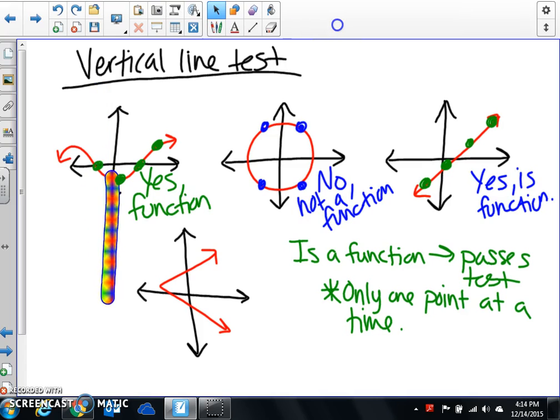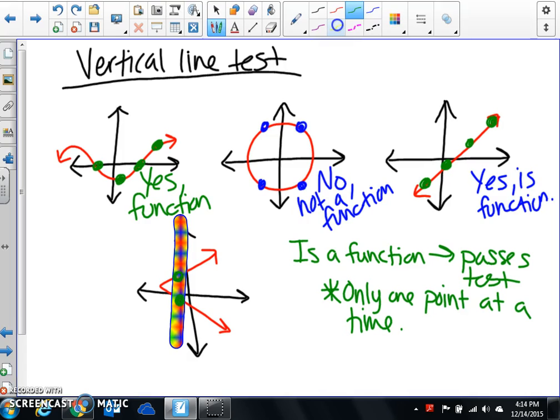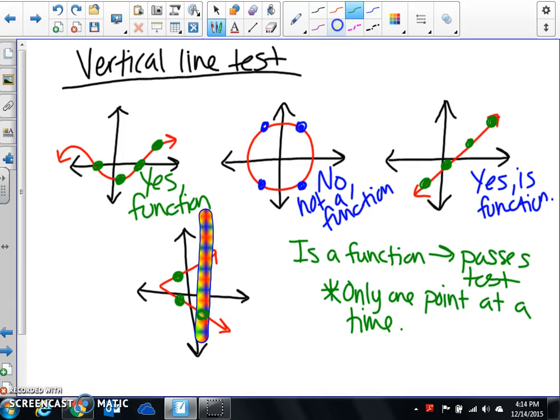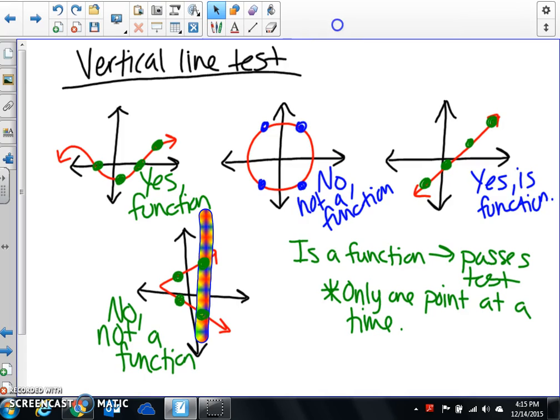All right, last one. I go down here. It hits here and here at the same time. Move it. It hits here and here at the same time. So no, not a function. Okay, so that's what you're doing.